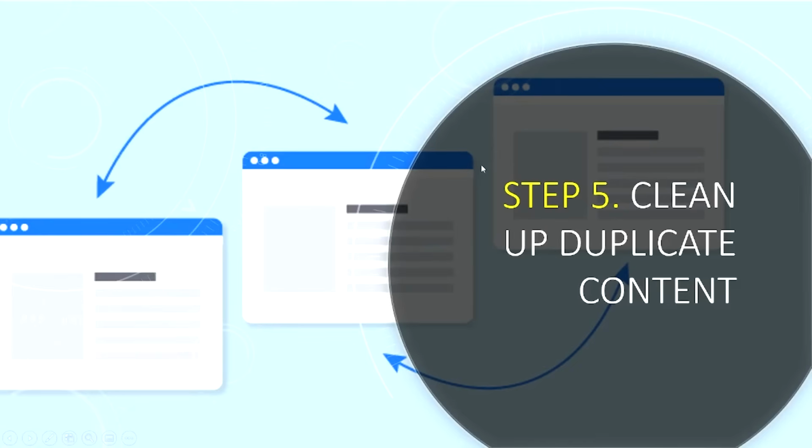All right. Step 5, clean up duplicate content. Now, duplicate content can be a problem for SEO. If there are 2 or more nearly identical pages on your website, which one is to be indexed? What if Google decides that your duplicates are a sign of plagiarism? So it's best not to risk it.